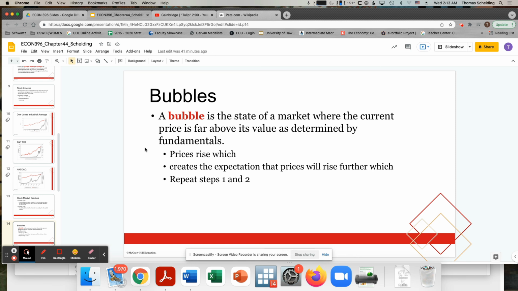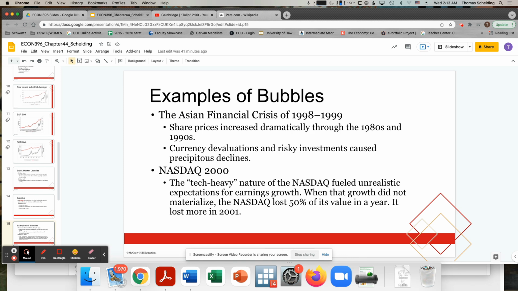But what is a bubble? It's basically when things are valued at prices far beyond their true intrinsic value. And that's what we see here. The one being the Asian financial crisis of '98, '99. That would be when different currencies, primarily in East Asia, Malaysia, Thailand, South Korea, fell drastically in value, causing those countries' economies to collapse.